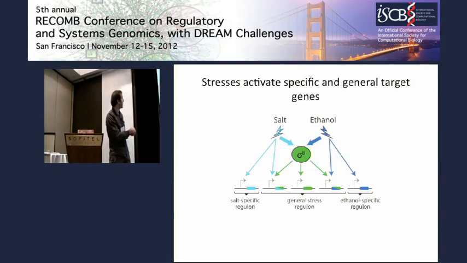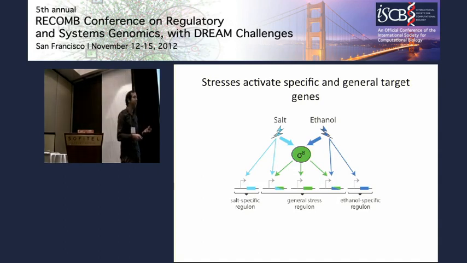But there are pathways that can activate salt-specific genes in response to salt, and ethanol-specific genes in response to ethanol, even without sigma B. Okay? So what is sigma B doing? And how does it relate to this rate responsiveness?